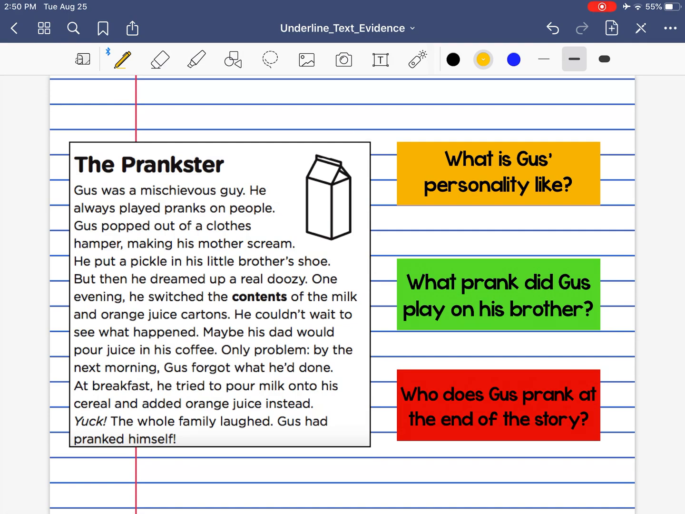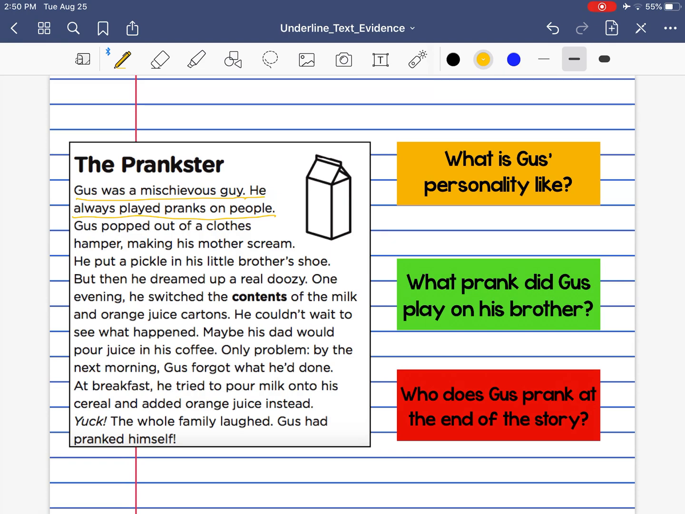Did you find it? Well, it's the very first couple of sentences. Gus was a mischievous guy. He always played pranks on people. So that is my text evidence. That's why I believe Gus was a prankster. So I need to cite that in my answer if I was writing this whole thing out.